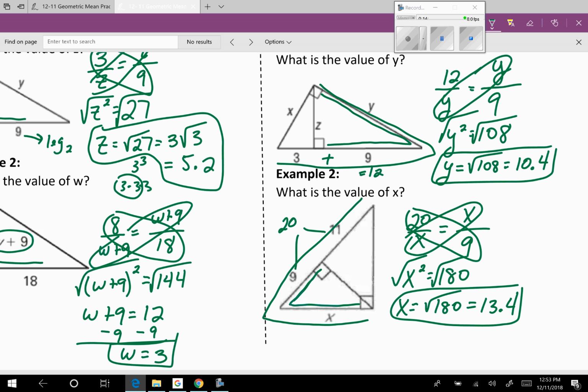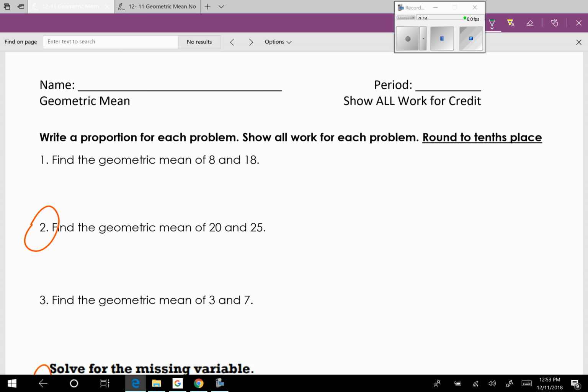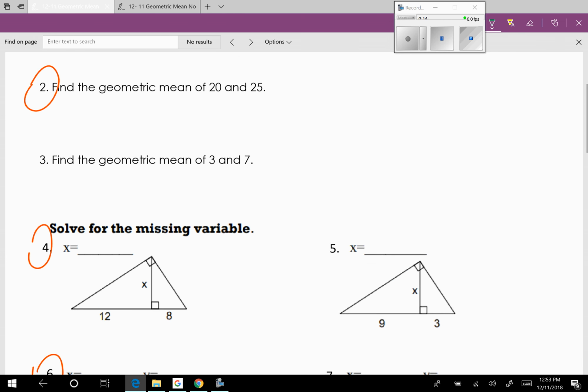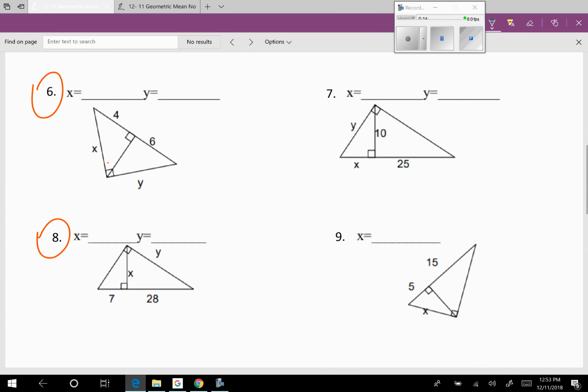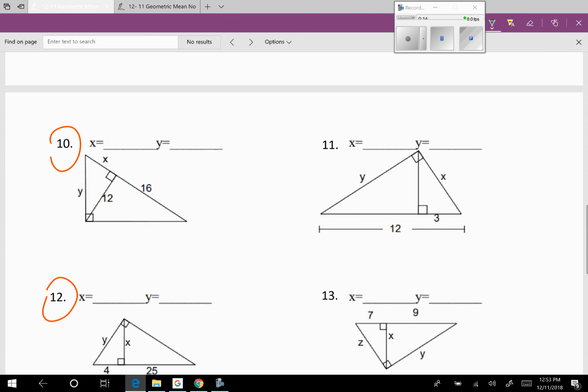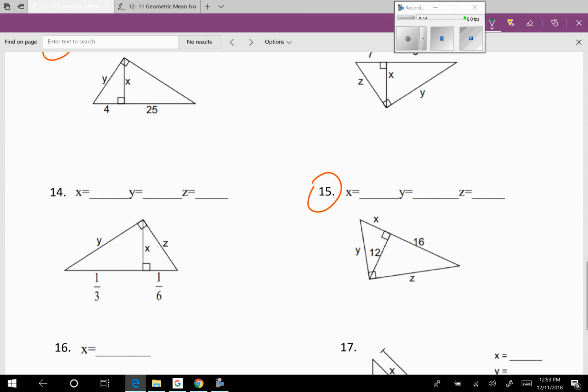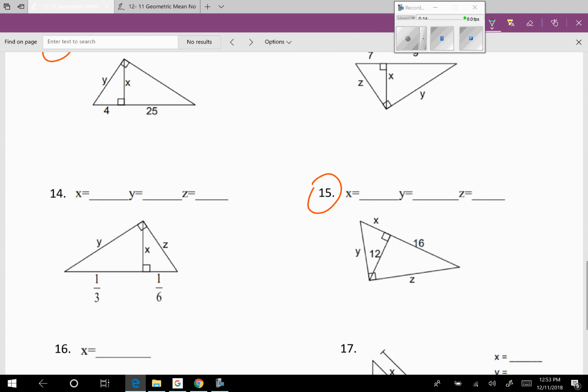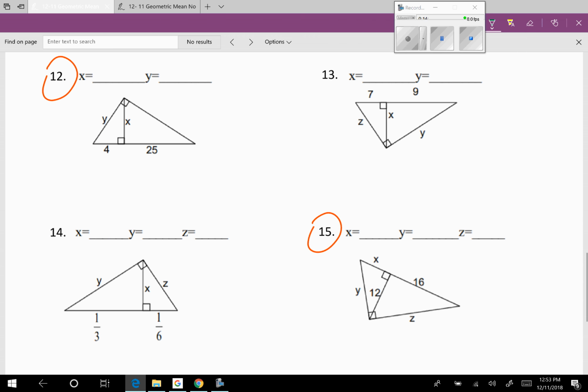Now we're going to go to the assignment, and I'm going to do some of them with you. You're not going to have that many to do tonight on your own, because I know it's still pretty new. So circle the ones that I want you to do. On the front, I want you to do the evens: 2, 4, 6, and 8. Now on the back, I want you to do 10 and 12, and then 15. The other ones on the back we're not going to worry about.